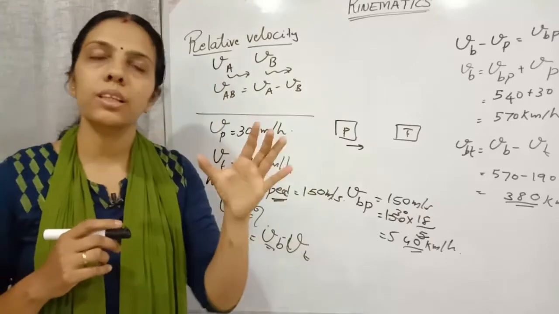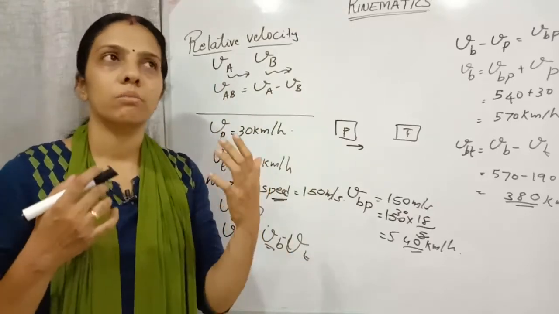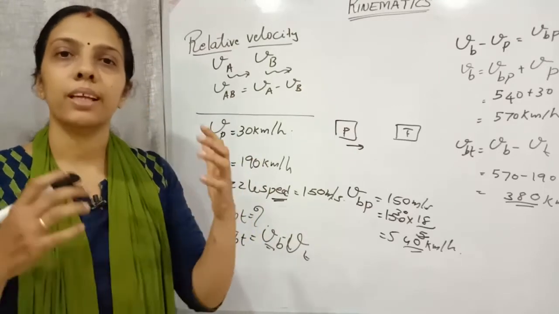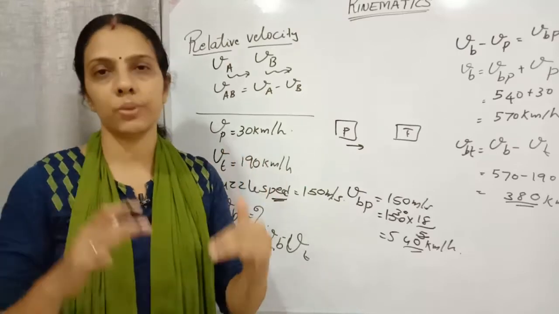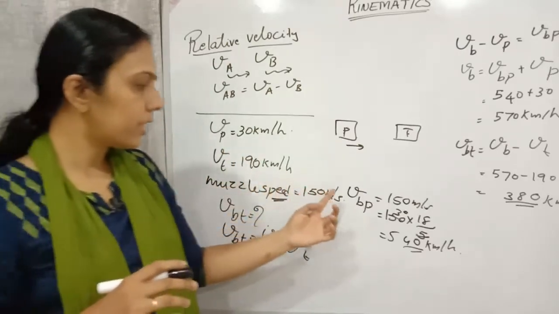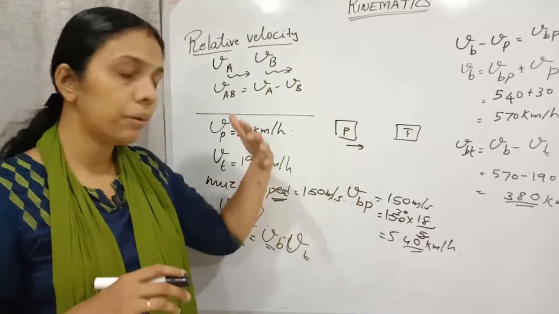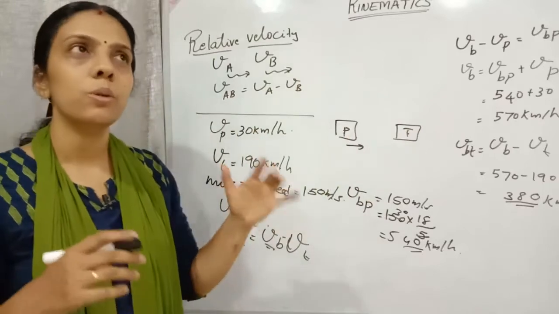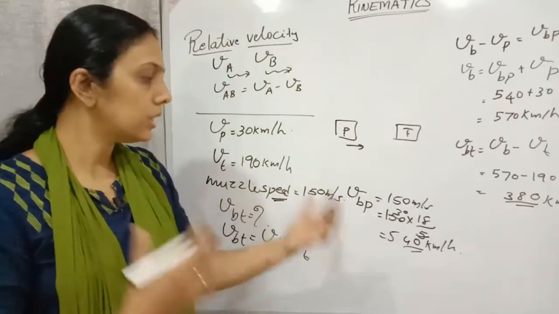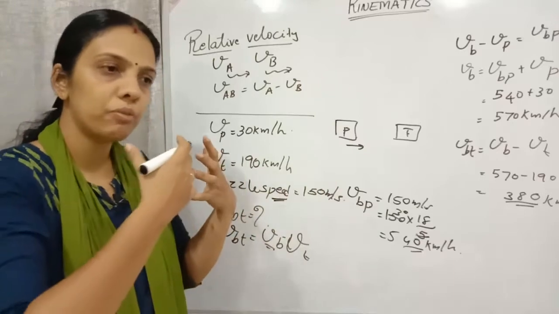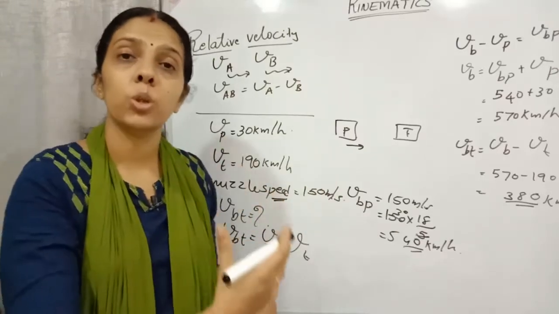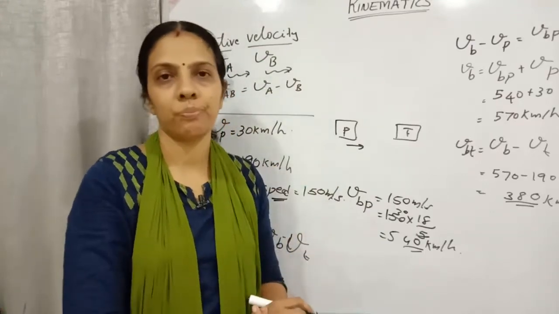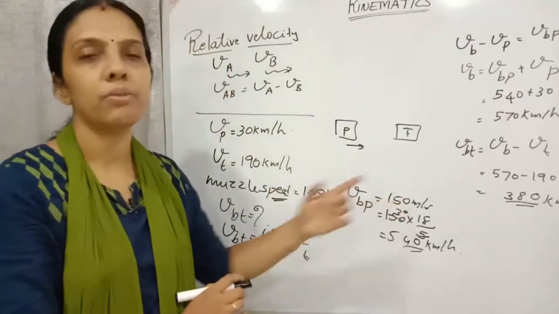So if both the objects are moving with some velocity, then we need to consider the relative velocity. Here we are taking the relative velocity of B with respect to P, and all are in the same direction. That also, direction also we should consider. So the velocity of the bullet which will be fired from the gun will be equal to the relative velocity of the bullet with respect to the police van. Okay, that only will be given as 150 meter per second.